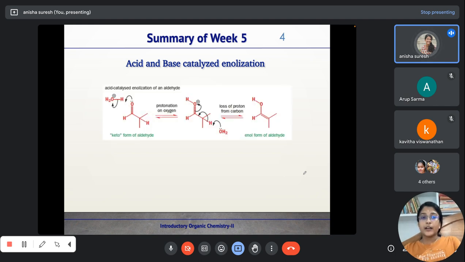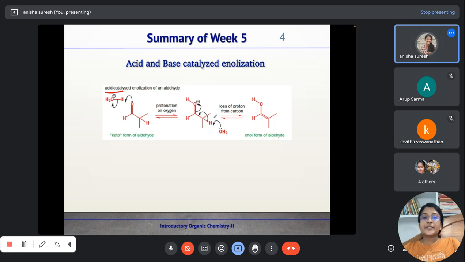So first, when the reaction is acid catalyzed, what will happen? The lone pair of oxygen of the carbonyl can abstract a proton from the H3O+. In acid medium, H3O+ will be there. So this lone pair of oxygen of the carbonyl can abstract a proton from the H3O+ and it will result in the formation of the species.